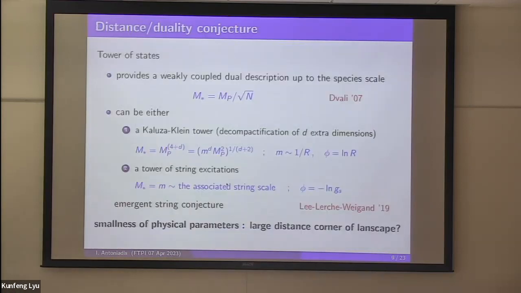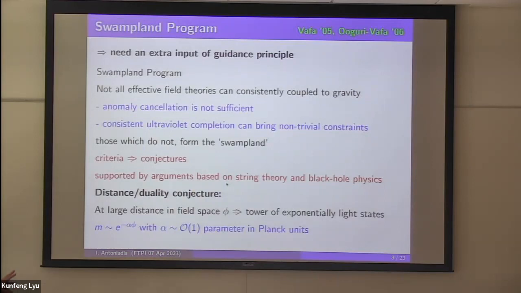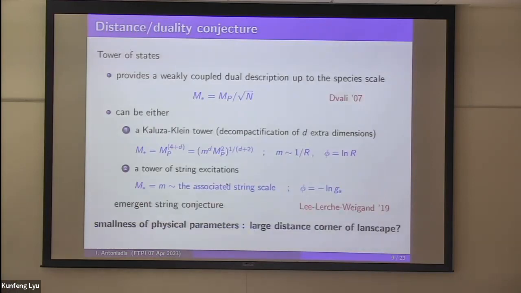So that was the first part of the conjecture, the distance. And the second part is this duality, which states that this tower of states provides a weakly coupled description of the theory up to some cutoff scale, which is called the species scale. This was introduced by Dvali back in 2007.